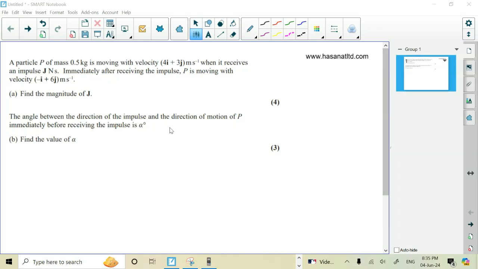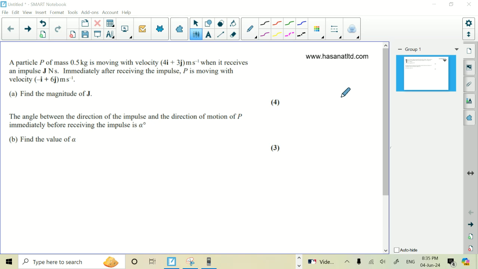A particle P of mass 0.5 kilograms is moving with velocity 4i plus 3j meters per second when it receives an impulse J newtons. Immediately after receiving the impulse, P is moving with a velocity minus i plus 6j meters per second. A, find the magnitude of J.